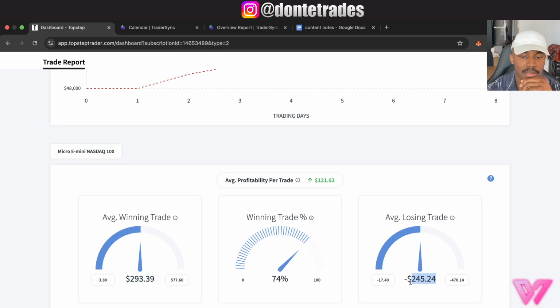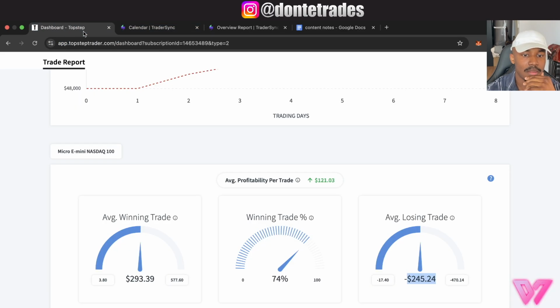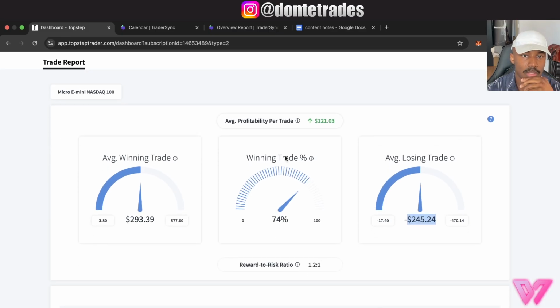Now, this is a little bit off. My average winning trade is really about 340 here. If we go to the overview, you can see the average winner is about 340 and the average loser is about 237. But it's just the way that Top Step calculates the trades here. So that is what it is. But you can see nice and consistent results.